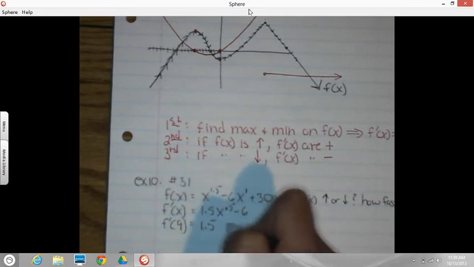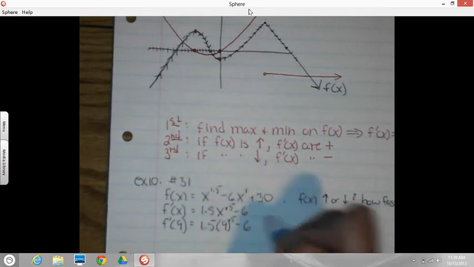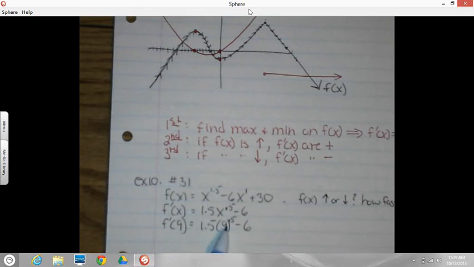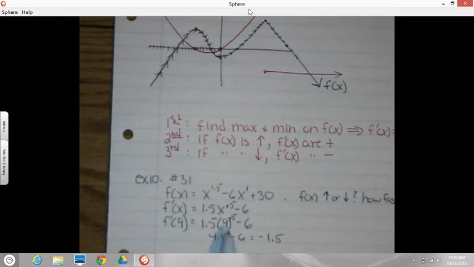1.5 times 9 to the 0.5 minus 6. Well, that's just the square root of 9. Square root of 9 is 3. 3 times 1.5 is 4.5. 4.5 minus 6 is a negative 1.5. If you need to pick up a calculator there, go ahead. I just know that the 1/2 power is square root, and 9's a nice square number.